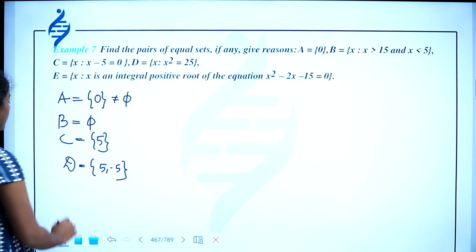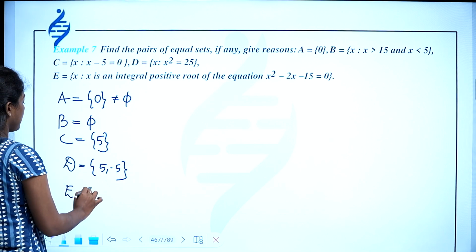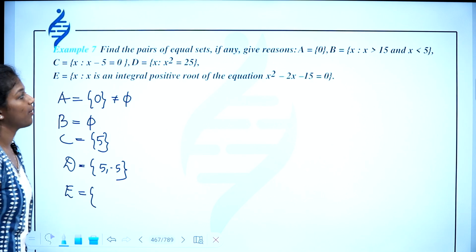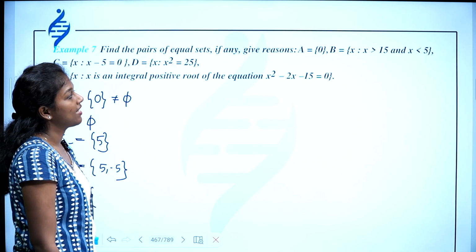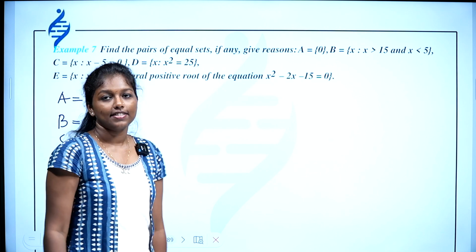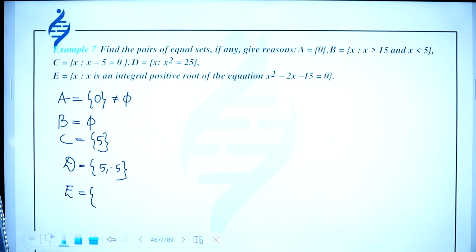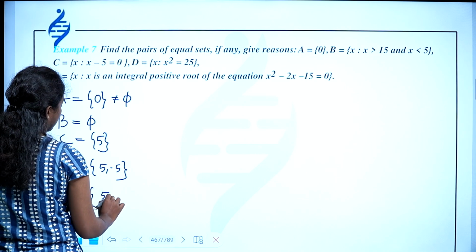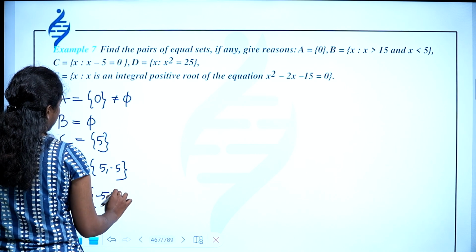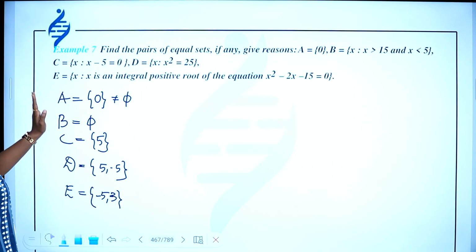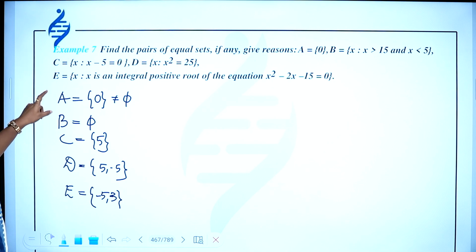Then E. What is E? E is the set of x, where x is an integral positive root of the equation x square minus 2x minus 15 equal to 0. Okay. So, the roots will be minus 5 and 3. Minus 5 and 3 are the roots of this equation. So, you can find the roots of that equation. Okay. So, now you can check which are equal.